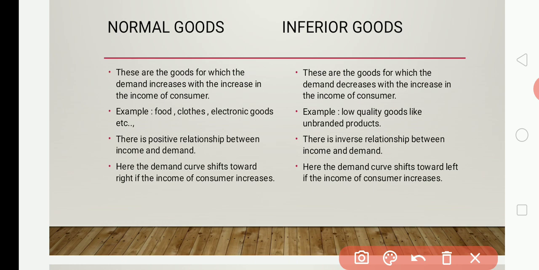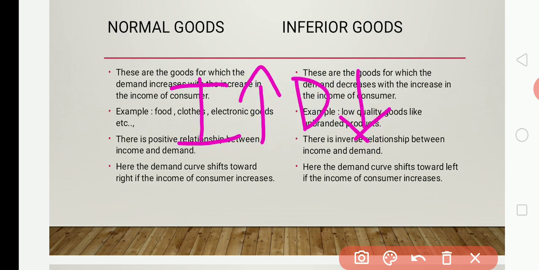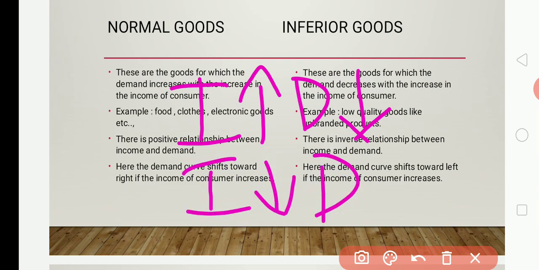For example, low quality goods like unbranded goods. Many people will not buy the unbranded products or low quality goods. So such goods are called inferior goods. Here the relationship between the income and demand will be inverse or opposite. For example, if the income is higher, demand will be lower. When the income is lesser, demand will be greater.